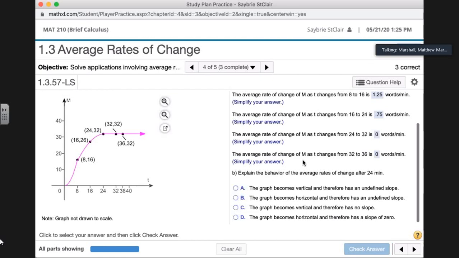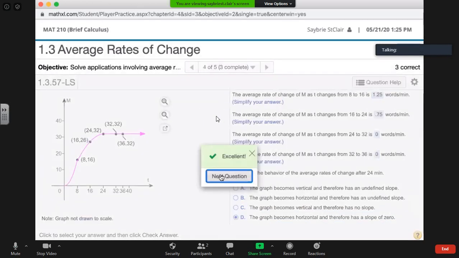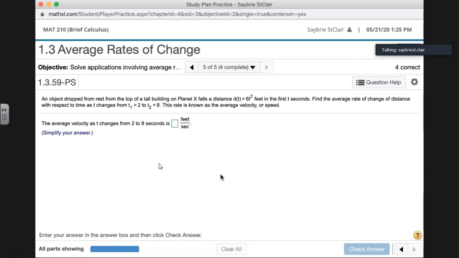Yeah, so after that, the graph becomes horizontal, which has a slope of 0, right? So when it's flat horizontal, no change. If it's straight up vertical, that's undefined. All right, let's see what we got. So again, you're going to plug in 2 into that equation, 6t squared, and then you're going to plug in 8.